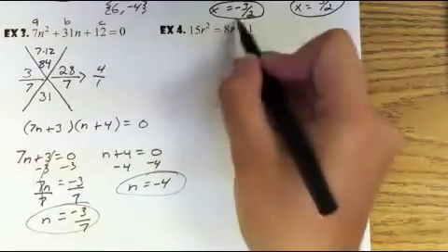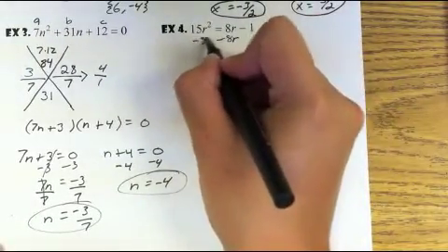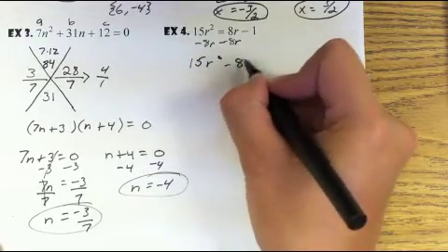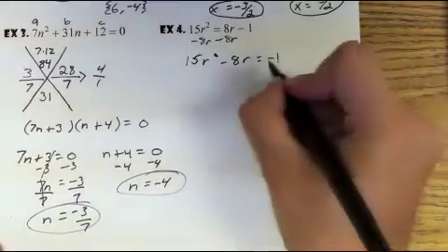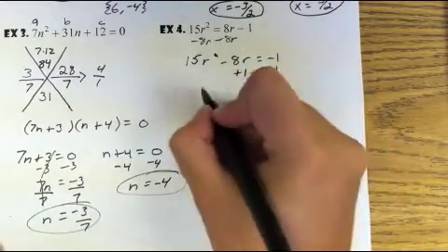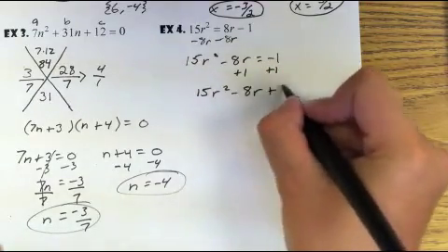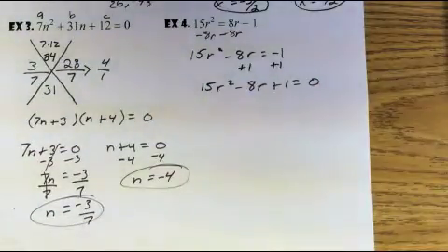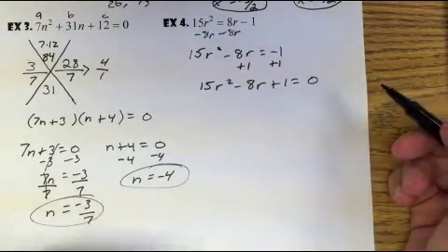So how would I move 8r to the left side? Well, I would subtract 8r. Those aren't like terms, so we just rewrite it. How would I move negative 1 to the other side? Yep, we would add it over. So now I have 15r squared minus 8r plus 1 equals 0. Now let's factor. Everything's equal to 0. We're good to go. 3 terms again. What do we do? You got it.